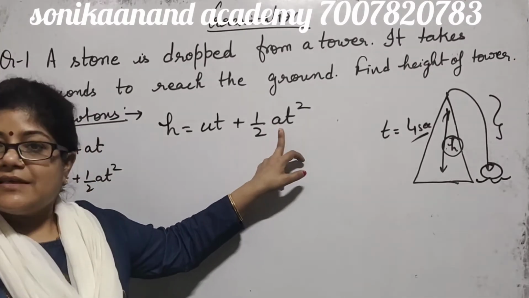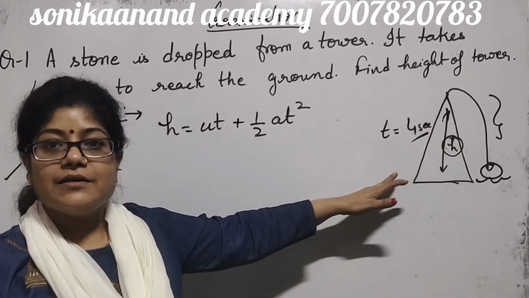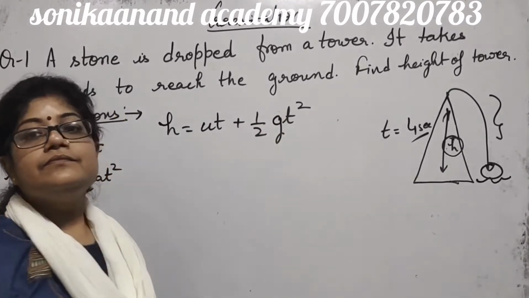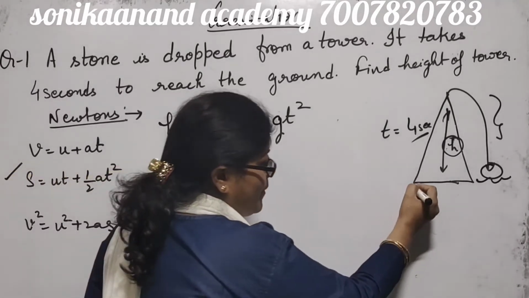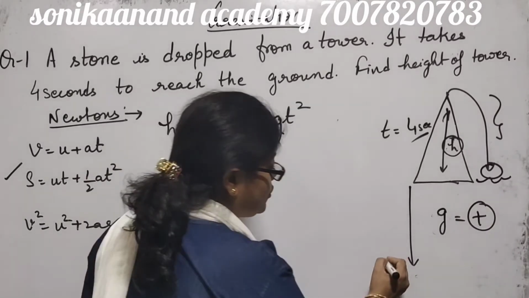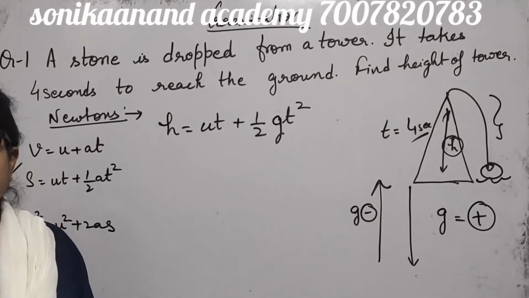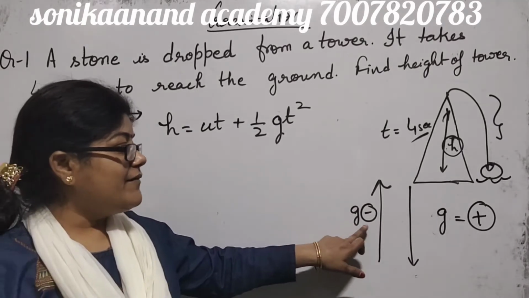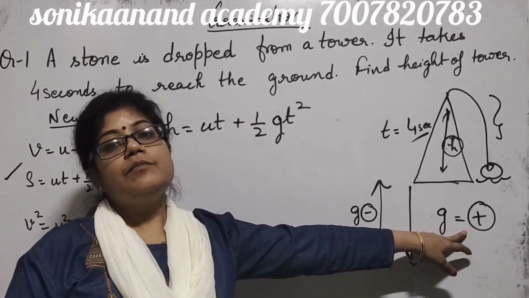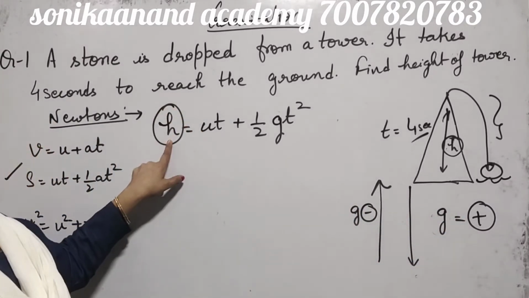Now A is the acceleration. So when we drop something with regard to the earth, we take acceleration as gravity. Whenever we drop anything, we take gravity positive. When we throw anything upwards, we take gravity negative. When we throw anything downwards toward earth, we take gravity as positive. Just remember one thing. Now we have to find the height of the tower, that is H.